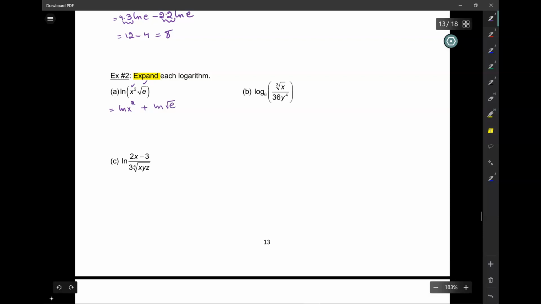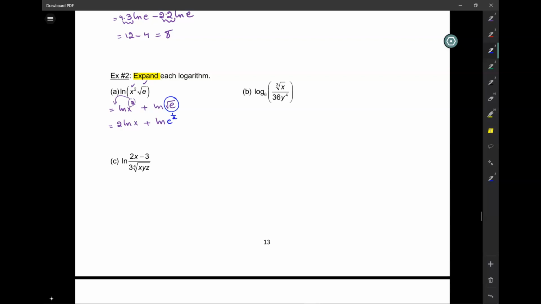Next, any exponents should come down. So this will be 2 ln of x plus ln of... any roots should be written in exponent form. So this will be e to the 1/2.